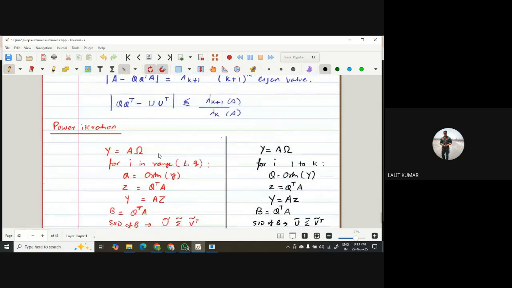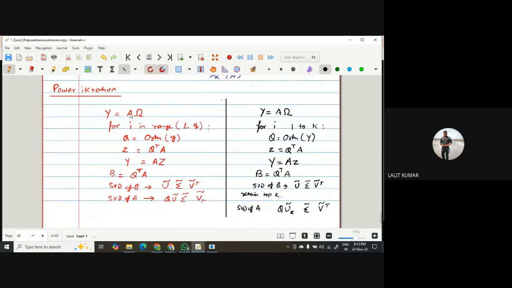Okay, so here I have covered this. I will share this document with you. This is the power iteration. We do Y is equal to A omega, which is the first step. We take the omega. Now for i in the range of 1 to q, we do Q is equal to orthogonal of Y, then Z is equal to Q transpose A, then Y is equal to A Z. So it keeps on happening till q, and this final Q we utilize to take B. B is equal to Q transpose A. We do SVD of B, retain the best k, and get the SVD of A. This is power iteration.